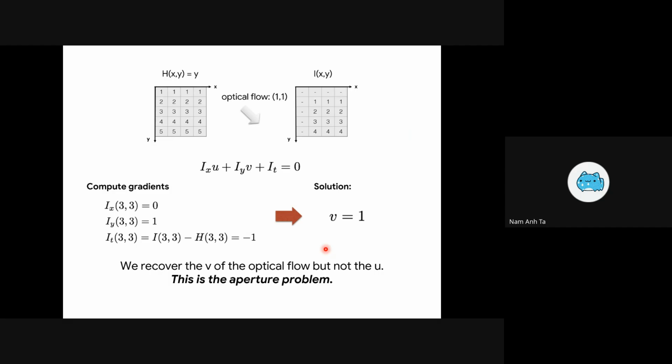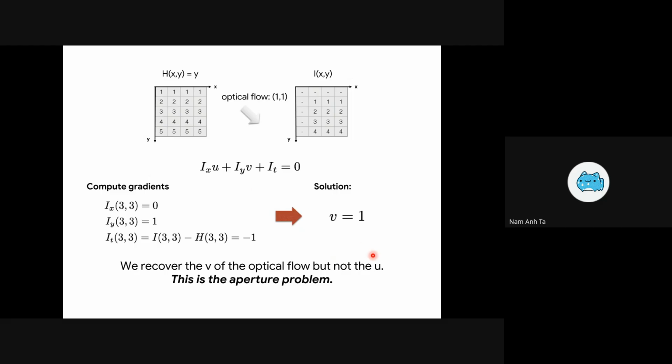So let's look at a concrete example to understand the aperture problem. On the left is our true image H, which is very simple. The intensity values are identical across each row, like 1, 2, 3, 4, 5. And then this image moves down and to the right by 1 and 1 in coordinates, which is the ground truth. On the right-hand side is the observed image I(x,y), where we see the whole thing shift down by 1 row. So in this case, we can calculate the V here, right?